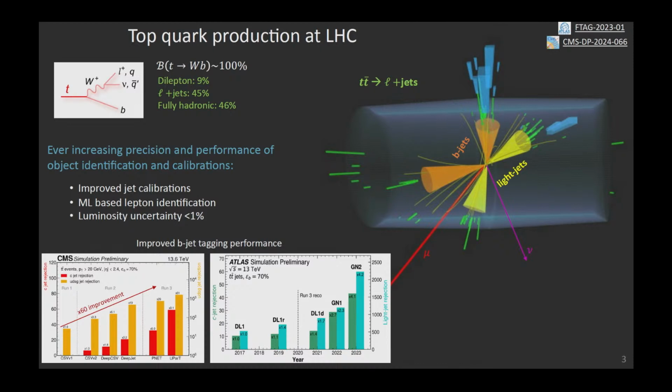Here I'm showing you 2 examples. On the left side, the B-tagging performance increase in CMS and in ATLAS. We have, for example, increased the background rejection factor by 60 with respect to run 1 in our B-tagging performance for a given B-jet tagging efficiency.